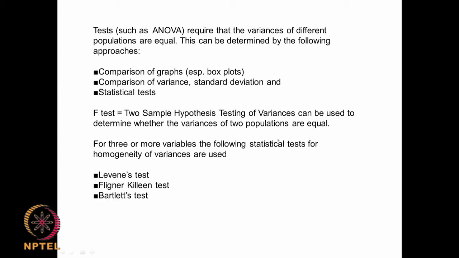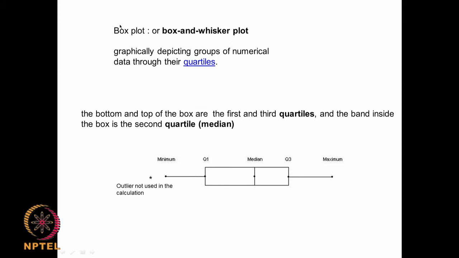Okay. But then there are other tests for checking the homogeneity of variances like Levene's test, Fligner-Killeen test, Bartlett's test. So, all these tests are available. Let us look at one or two, let us not spend too much time on the remaining tests, because we can easily find out about the homogeneity of variance by using even these approaches also. Okay. What is a box plot?